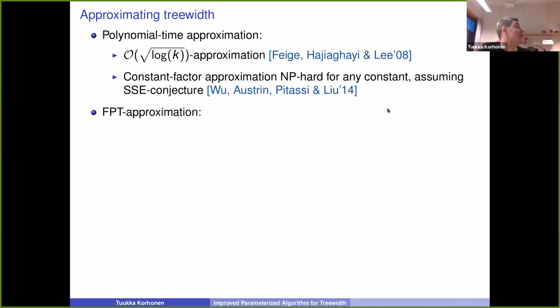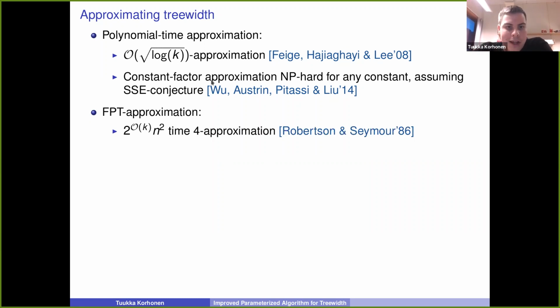Okay, maybe I should say what it means to approximate treewidth. Usually here it means that you want to output a decomposition whose width is some factor worse than the treewidth of the graph. But for FPT algorithms, of course, there's the classical Robertson-Seymour algorithm for graph minors, which already gives a 4 approximation of treewidth in quite efficient time, single exponential in k. So this is already better than our new exact algorithm.